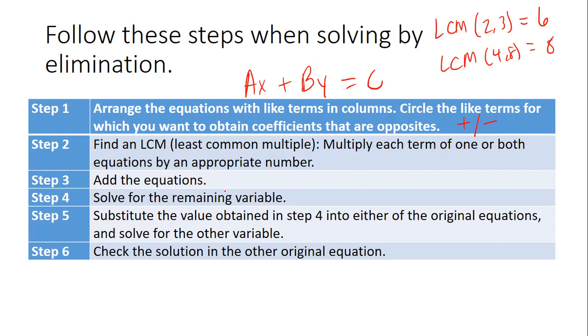Then you're going to add the equations, okay? Adding the equations is basically combining like terms, right? Okay, then we're going to solve for the remaining variable. On step 5, you can substitute or you can do elimination again. It really is up to you which way you want to go. But substituting is good if it's an easy number. Elimination is probably better if it's a complicated fraction, okay? And then we're going to check the solution and go from there.